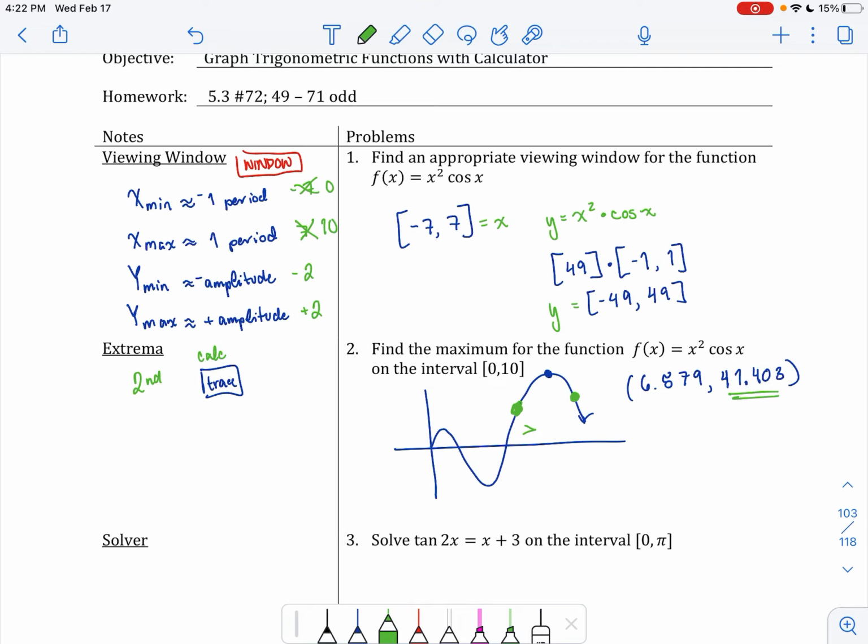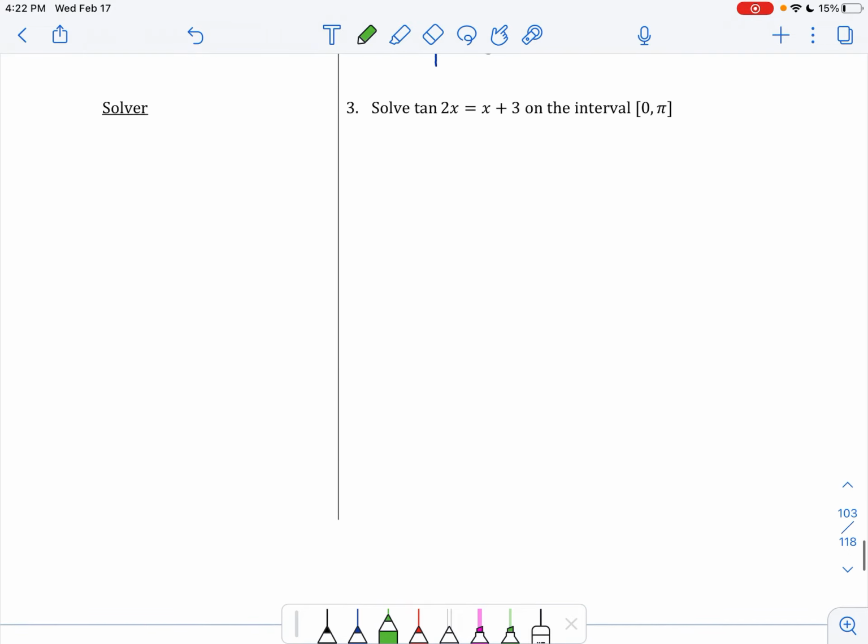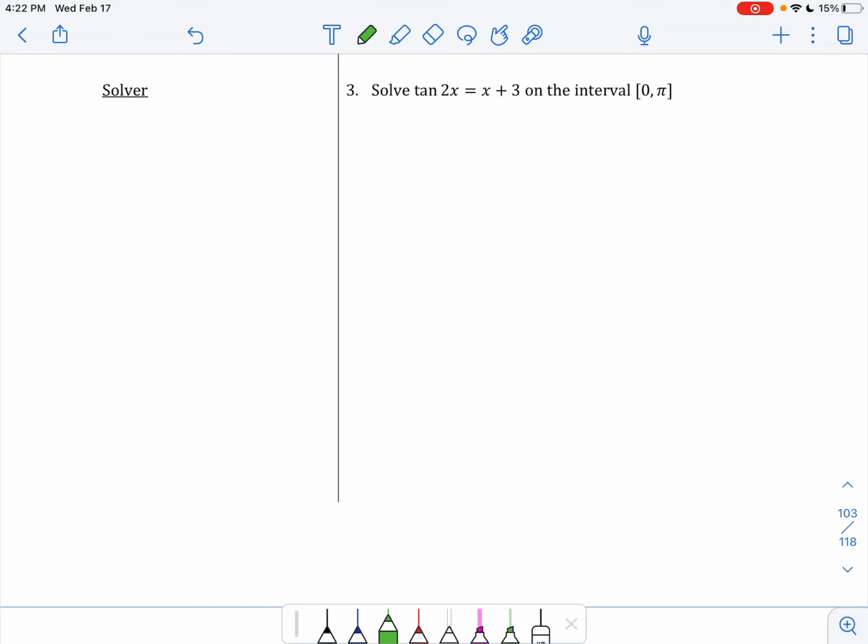Now, you're going to have another option here, and this is called solver, and this is going to be a really important feature on your calculator for the rest of your mathematics and scientific careers. So, if I ask you to solve tan of 2x is equal to x plus 3 on the interval of 0 to pi, that means find the solution in that range for this equation.